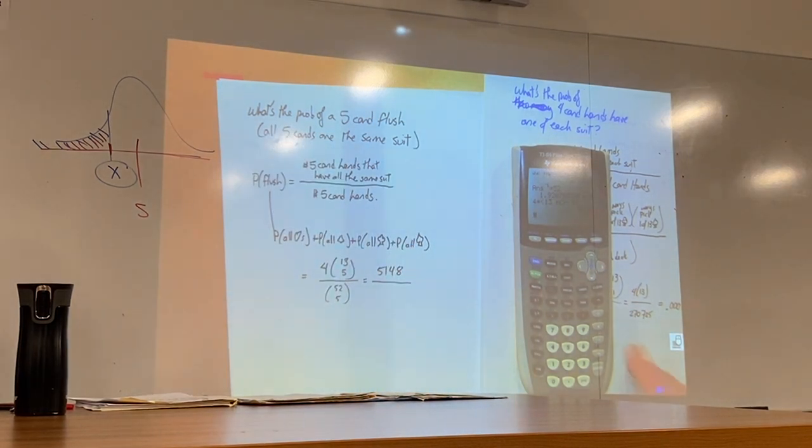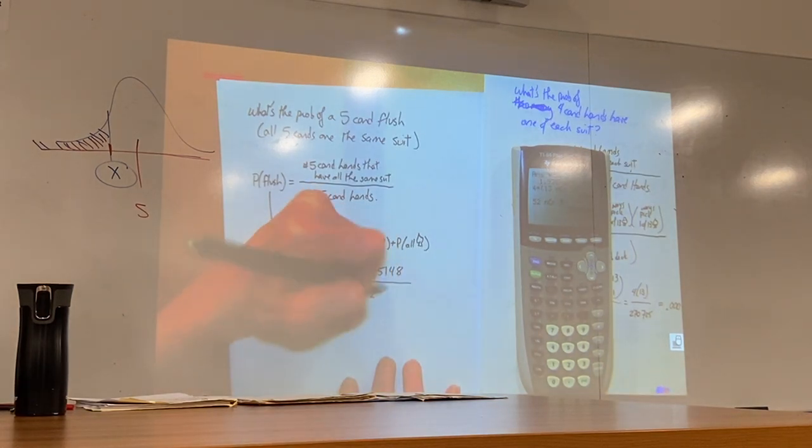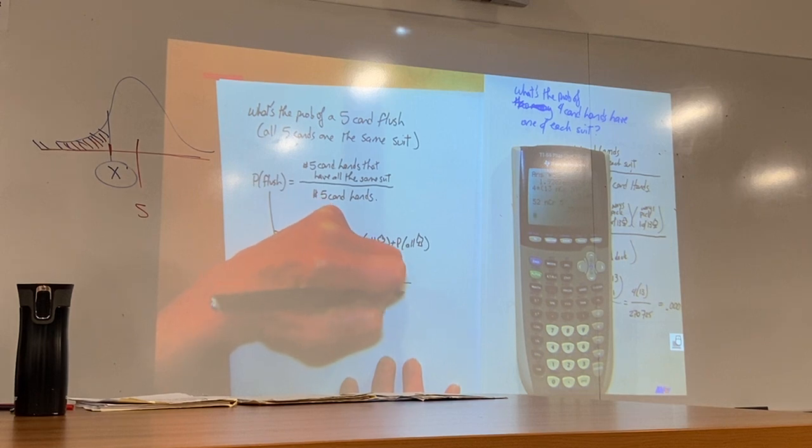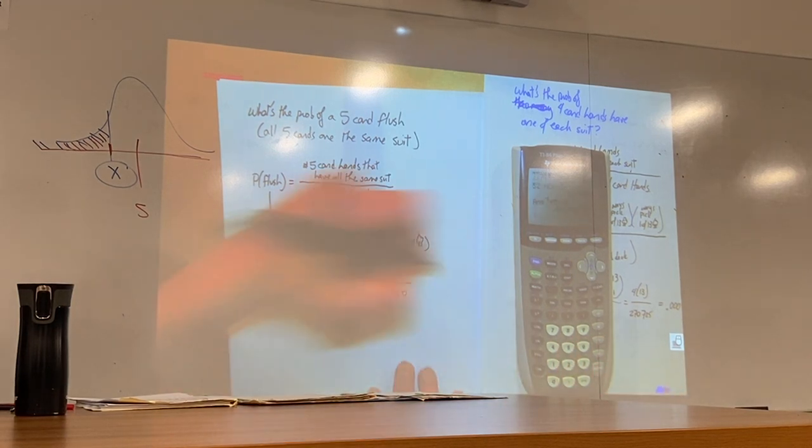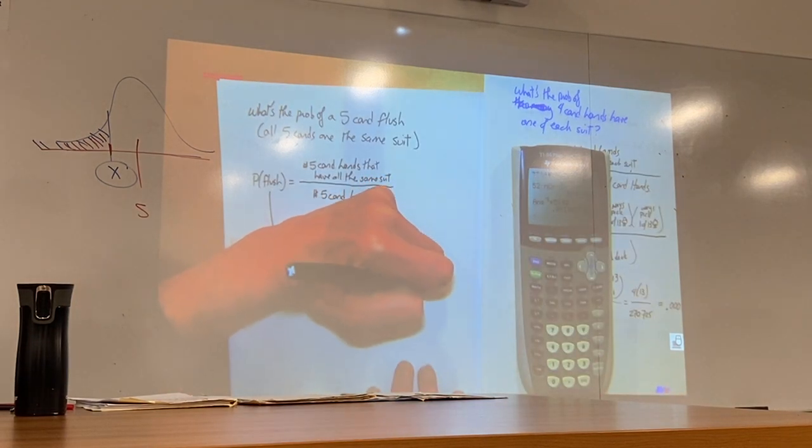So that numerator at least is 5148. The denominator, how many 52 card hands are there? We've probably computed this a time or two. Oh, that's a big number. 2,598,960. So 5148 over that, and there's about a 2% chance of a flush.